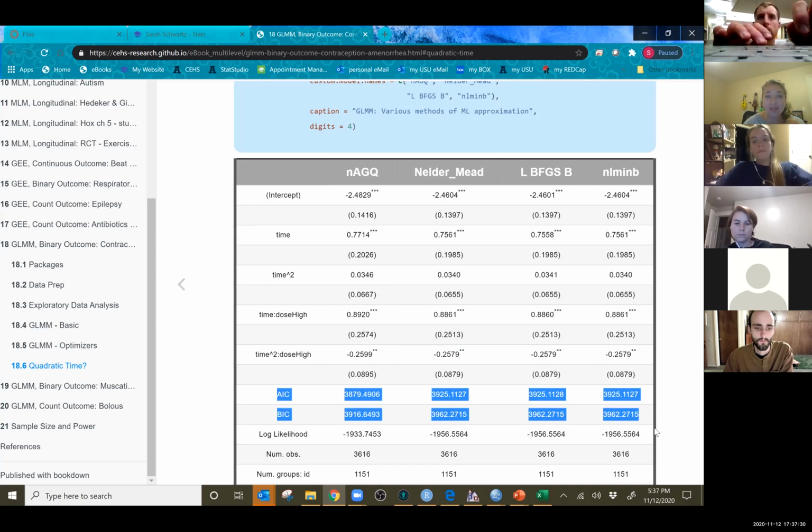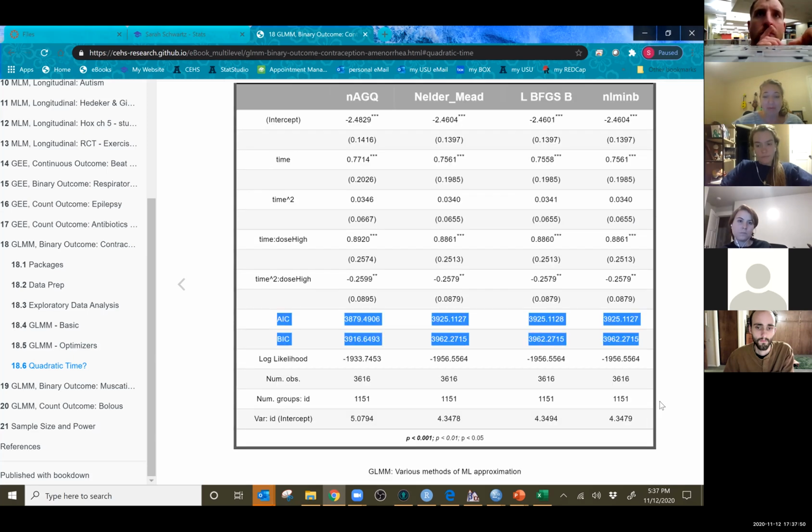Check out the AICs, BICs. Are they the same? That first one's a little different, but the others are identical. Again, if an optimizer works, you don't have to worry about trying any more. So if the default converges, you don't get any errors, don't even look at it anymore.